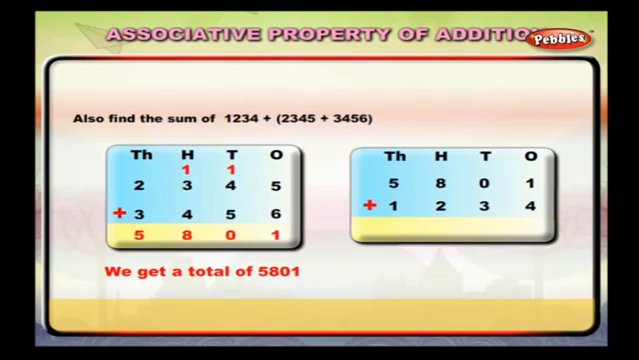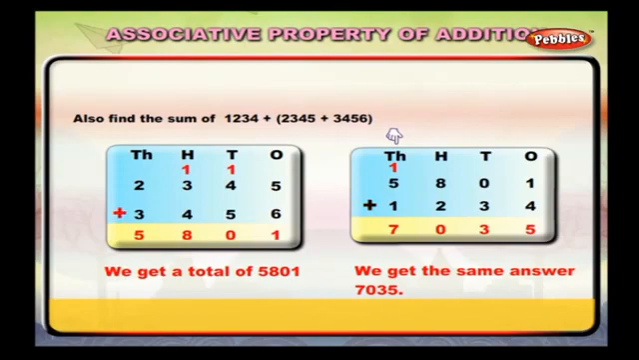5,801 plus 1,234. Add ones column. 1 plus 4 is equal to 5. Add tens column. 0 plus 3 is equal to 3. Add hundreds column. 8 plus 2 is equal to 10. Write 0 in the hundreds column and carry over 1 to the thousands column. Add thousands column. 5 plus 1 plus 1 is equal to 7.